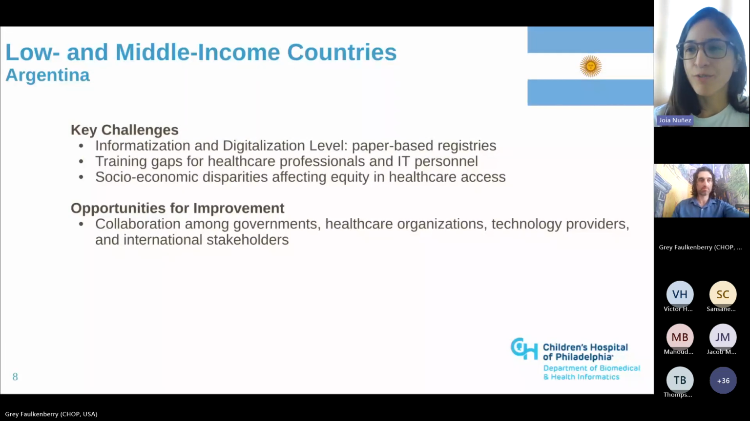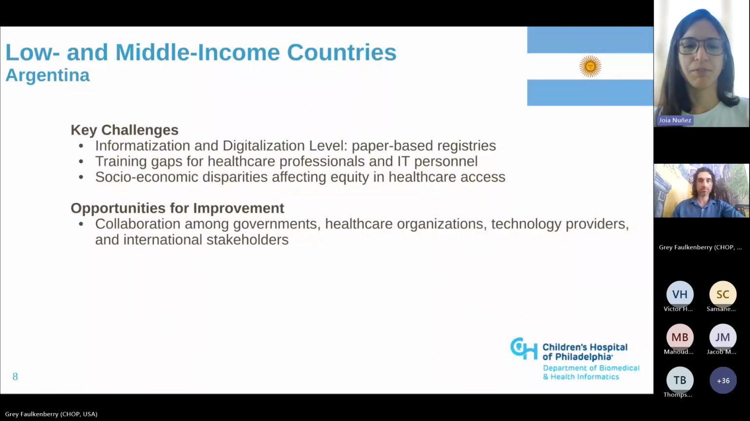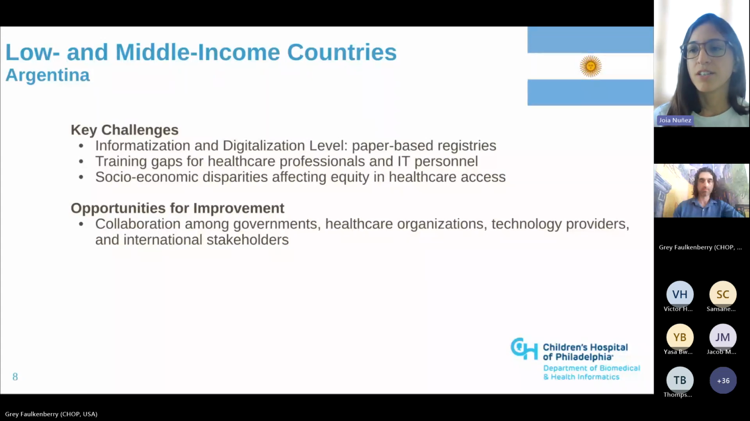But also, there are a lot of opportunities that are arising and that lead to improvement. And I see that a lot of that has to do with collaboration between governments, different organizations, technology providers, stakeholders, startups, small businesses, as well as healthcare organizations per se. And that leads to a unified goal and participation in a bigger, broader manner. So if you want to go to the next slide.